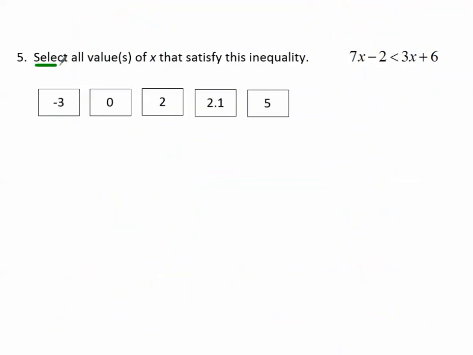Number 5, select all values of x that satisfy this inequality. 7x minus 2 is less than 3x plus 6. So we could, one at a time, plug these numbers in and see if it's true. Satisfy means makes the inequality true. This is one of our key words that we want to make sure we notice in this unit. We're going to see it quite frequently. So we could plug each of these solutions in and see if they satisfy, or we could solve this inequality. Solving it is faster, so let's do that.